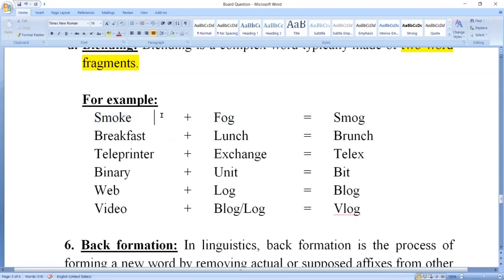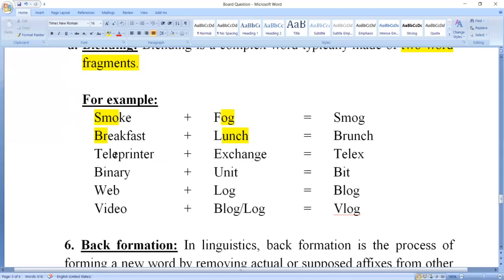Smoke and fog: by putting together only the fragments, here we have used SM, and here we have used OG. So when we put them together, the word has become smog. Breakfast and lunch: the word has been formed because we have used BR from the word breakfast and UNCH from the word lunch. So putting together the fragments of the words, we have got a new word, that is brunch.